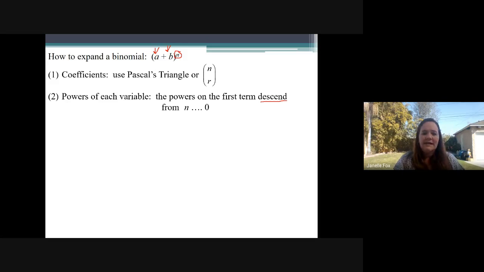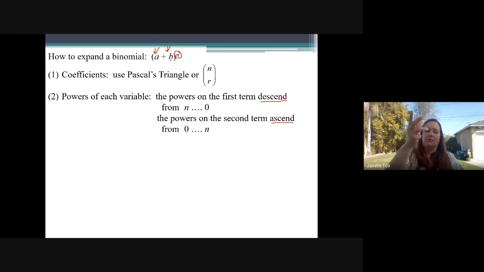And then the powers on the second term are going to ascend. So they're going to start with 0 and then go to 1. If I'm looking at this B guy right here, the B guy would start with B to the 0 and then go 0, 1, 2, 3, 4. And again, there's going to be 5 terms. So that's another fun little note.